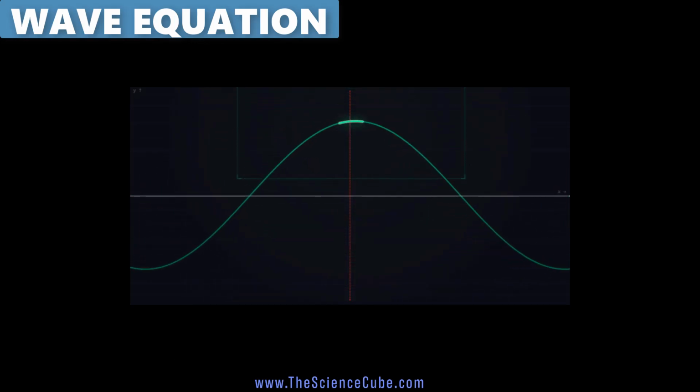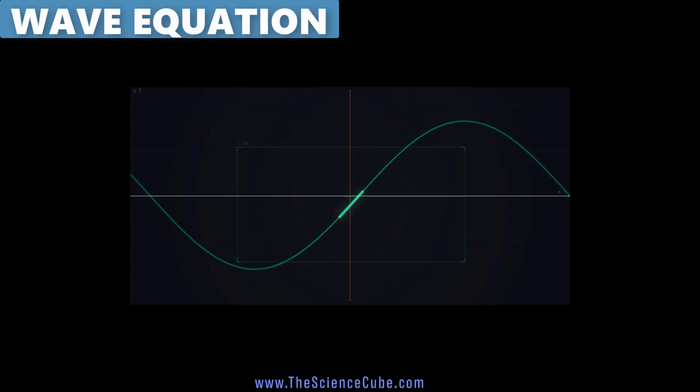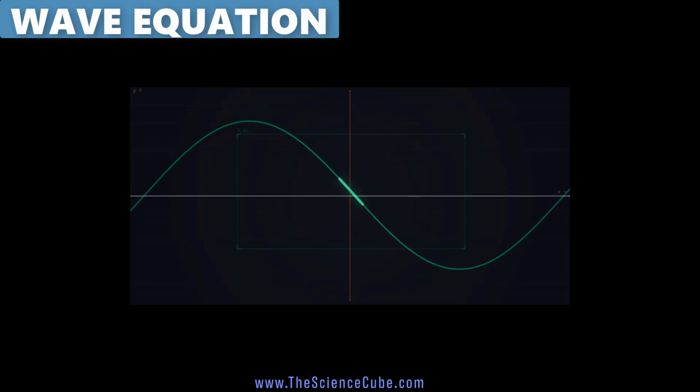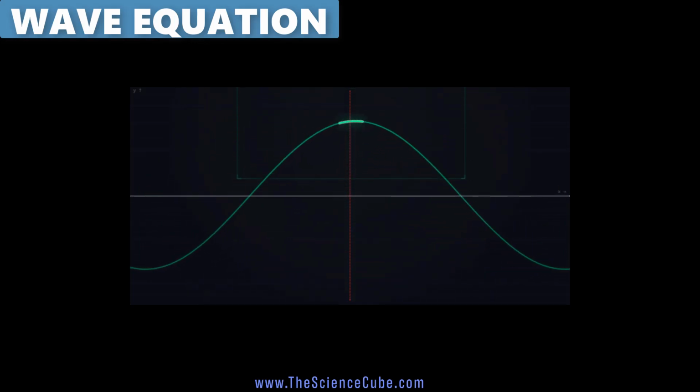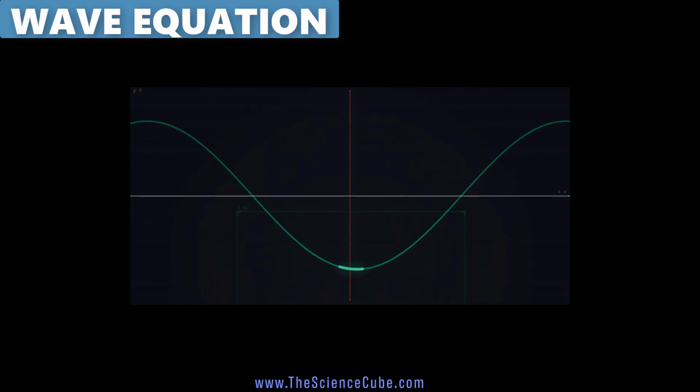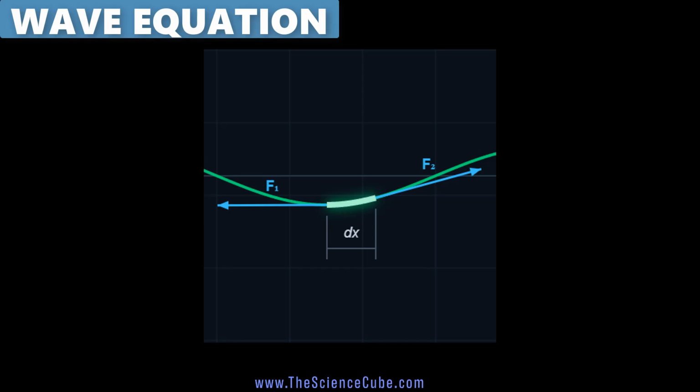You zoom in so far that this little piece of string looks almost straight, just slightly curved like a tiny arc. Let us say this element has a small mass dm and a small length dx. And because the wave amplitude is small, we can say this element is only slightly tilted from the horizontal. And this is a crucial assumption, small amplitude. And it simplifies everything that follows.